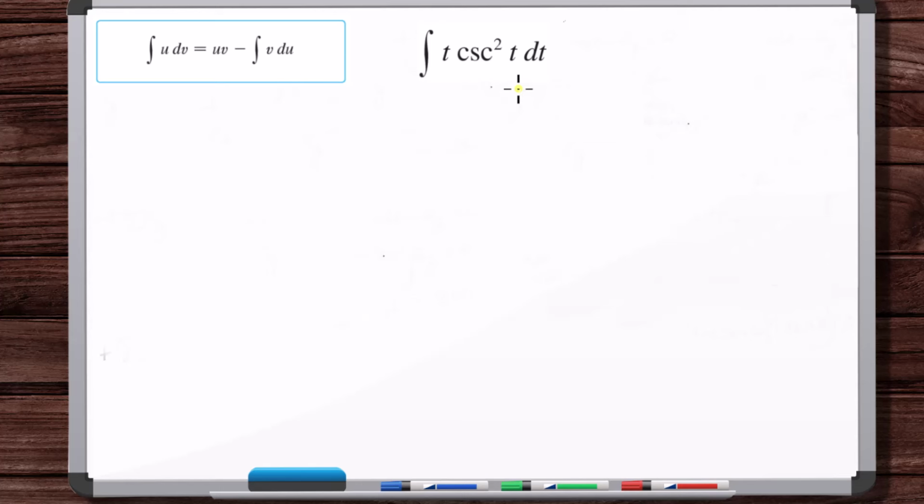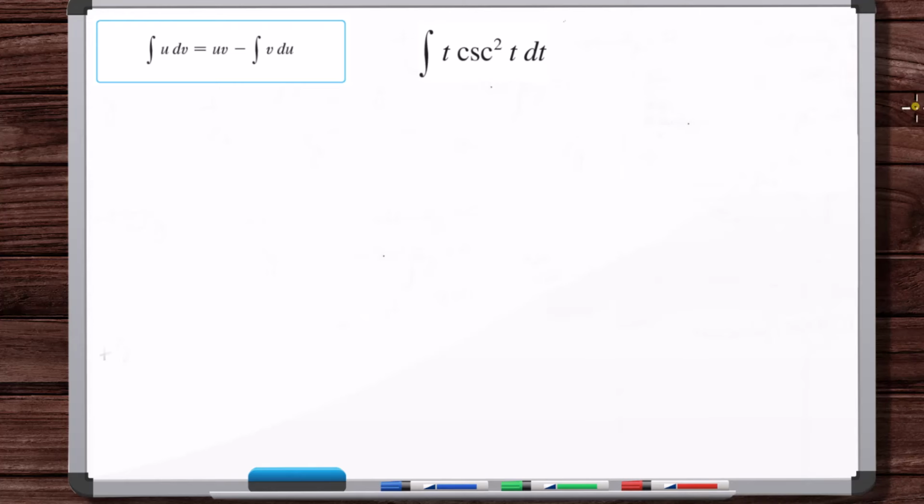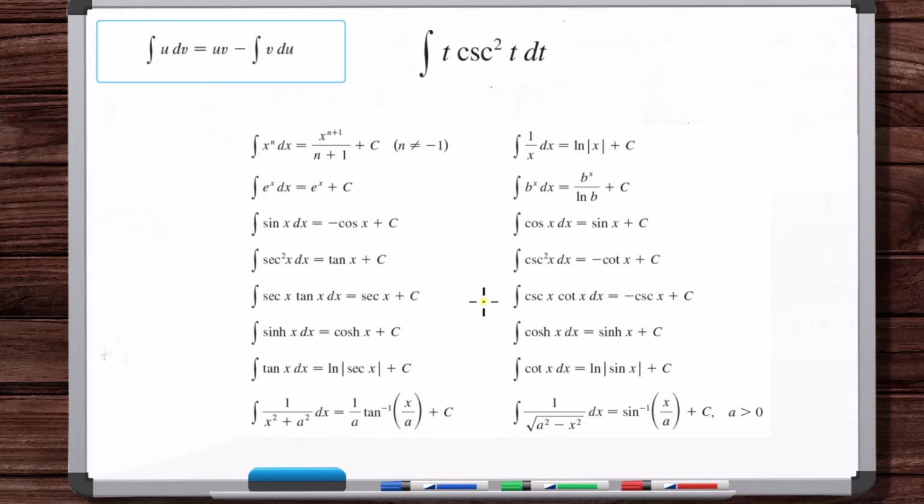Okay, so I think the derivative of tangent x is cosecant squared. Is that right? Oh no, it's secant squared of x. The derivative of tangent x is secant squared of x. Okay. So what about the table of integrals? Okay, we have cosecant squared is minus cotangent.